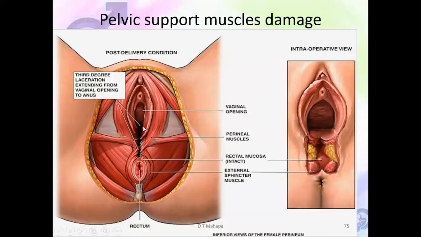Because when the tear occurs, it occurs from the vagina towards the rectum. It can involve only the rectal mucosa, it can involve the muscles, it can involve the anal sphincter, or the anal mucosa, depending on the degree. If you look here, the tear extended up to the external anal sphincter, which means this woman, if it's not repaired, is going to present with anal incontinence or fecal incontinence.